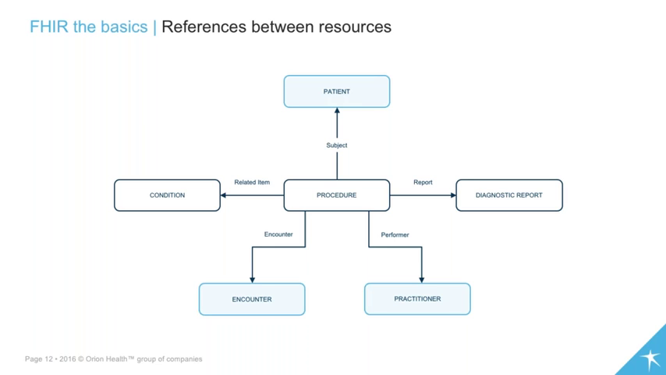Another key part about FHIR is the ability to tell a story by referencing between resources. So you see here an example of a procedure in the middle of your screen. That procedure has as its subject the patient. It has down the bottom right-hand side there the performer, which is a practitioner. So what we do is we use the resources as if they were Lego blocks, and we connect them together to tell a particular clinical story.